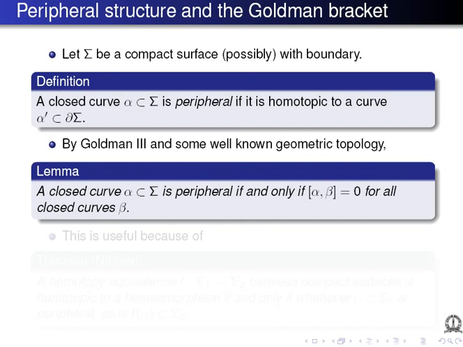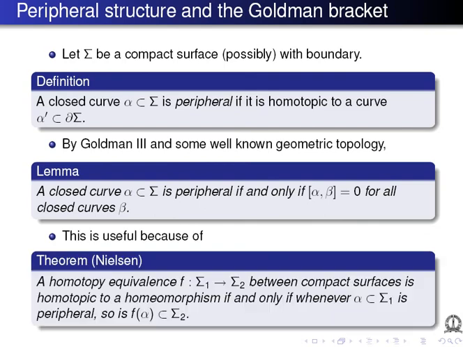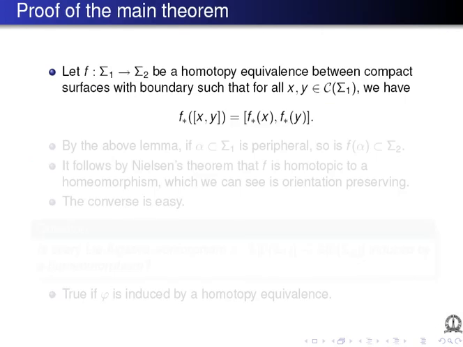Okay, this will follow because if a curve is not peripheral, you can find a simple curve beta which intersects alpha in more than one point, which cannot be homotoped to be disjoint from alpha, and then apply Goldman's theorem for this. This is very useful because, as I said, of Nielsen's theorem, which says a homotopy equivalence between compact surfaces is homotopic to a homeomorphism if and only if it preserves peripheral curves. Whenever alpha in sigma 1 is peripheral, so is its image. Okay, so we have most of our ingredients here. So here's the proof of the main theorem.